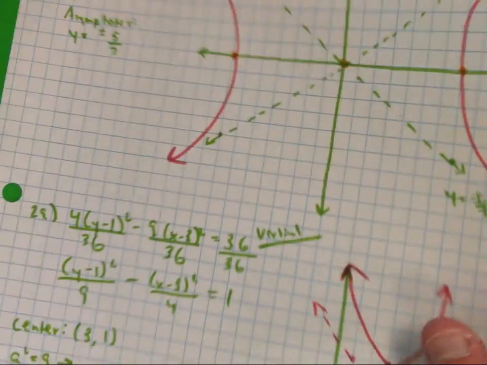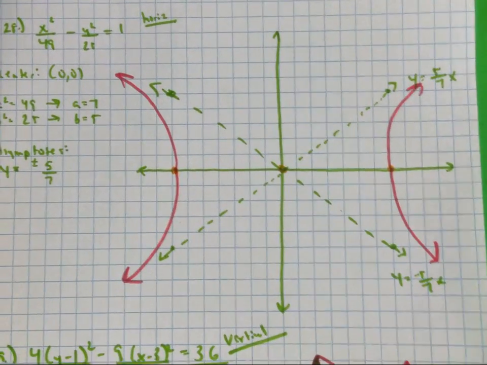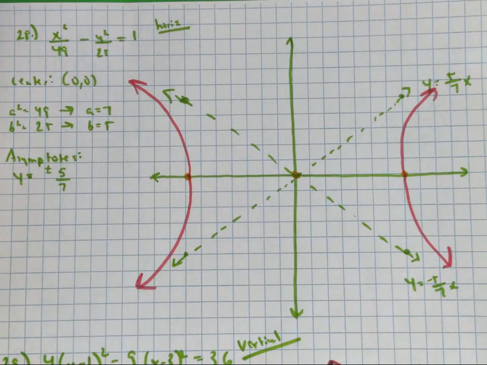All right, number 28. Let's look at number 28. Compare your work to that. I'm not going to go through every step. I'm going to pick out some key points. I'm going to work the 32 with you, but look at number 28.